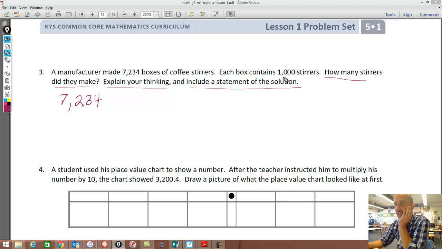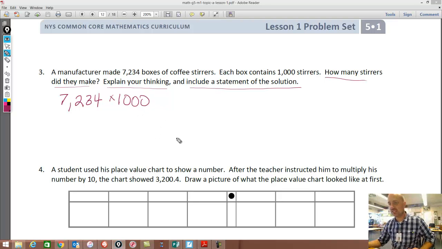Each box has 1,000 stirrers. So these 4 boxes right here have 1,000 in each one of them, so that would be 4,000. So I'm talking about 7,234, really multiplying that by 1,000.